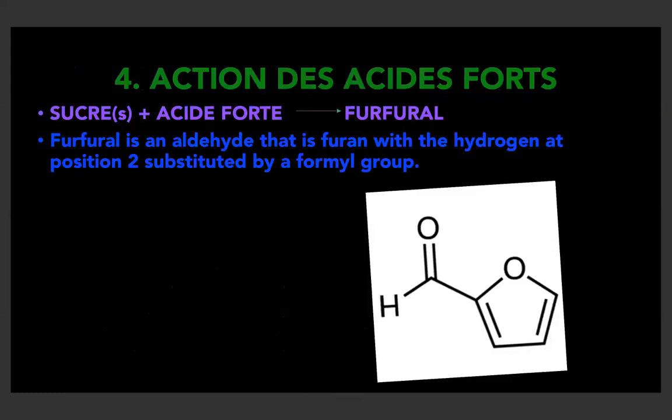Now we go to reaction 4. So in reaction 4, we said that when a sugar is reacted with a strong acid, it forms what you call a furfural. A furfural is an aldehyde that is furan with the hydrogen at position 2 substituted by a formyl group.